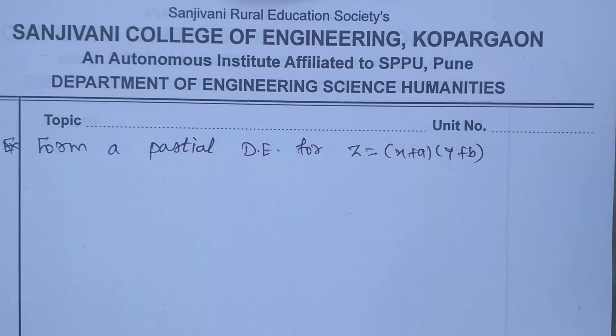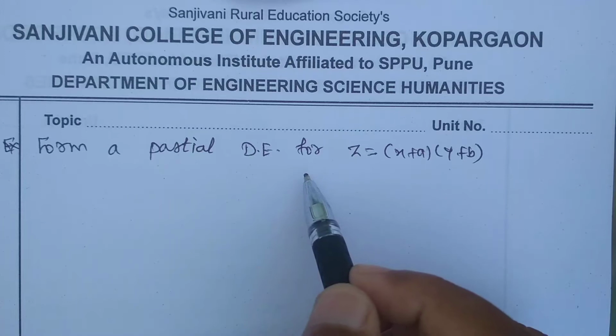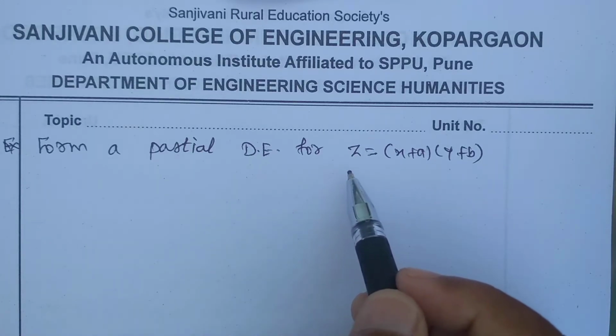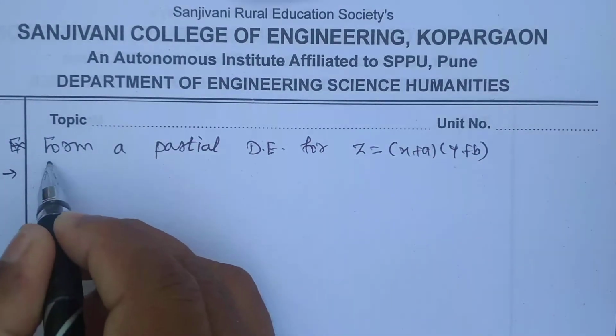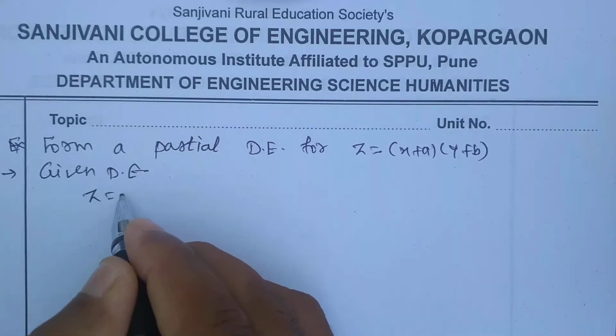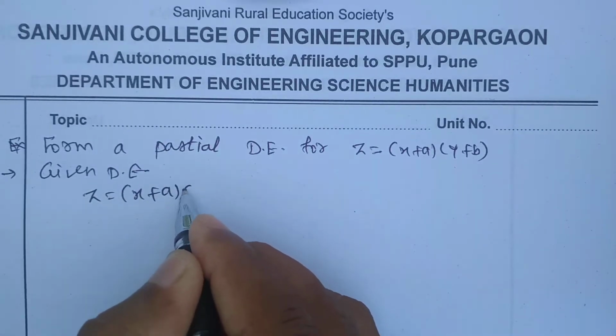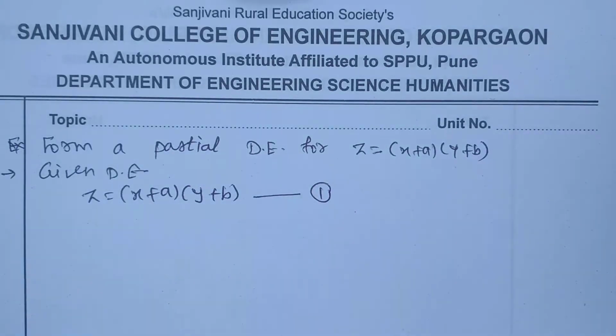So the next example on the formation of partial differential equation. The question is: form a partial differential equation for z equals (x plus a) into (y plus b). So first of all, write the given equation: z equals (x plus a) into (y plus b). Call it equation number 1.